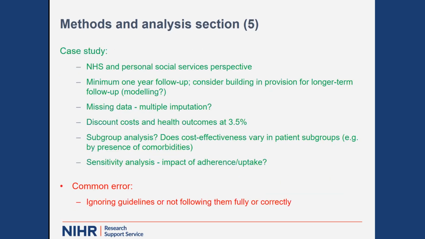So in the case study, we were taking an NHS and personal social services perspective. We've got a minimum of 1 year follow-up within the trial, but we could consider building in provision for longer term follow-up using some modelling. May state that we're going to use multiple imputation to handle missing data, state the discount rate. Are there any subgroup analyses that we want to consider? And what do we want to look at in sensitivity analysis? Perhaps the impact of adherence or uptake.